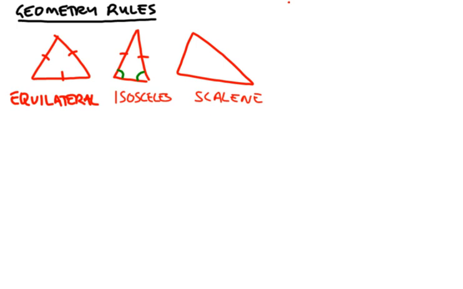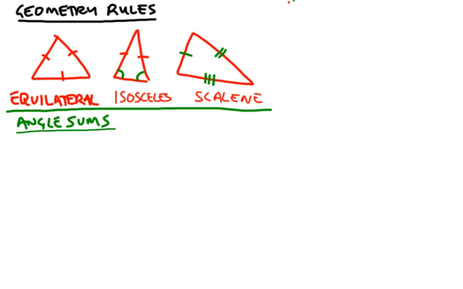For a scalene triangle, that's a triangle where none of the sides are equal to any of the other sides. So we'd indicate that by putting a mark on one side, two markings on the other, and three markings on the third side to indicate that none of those sides match each other.